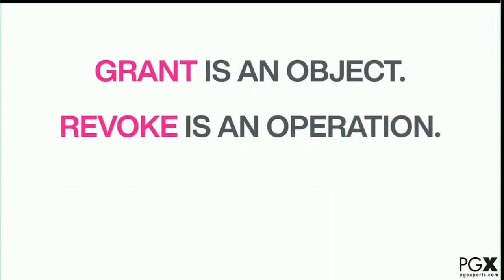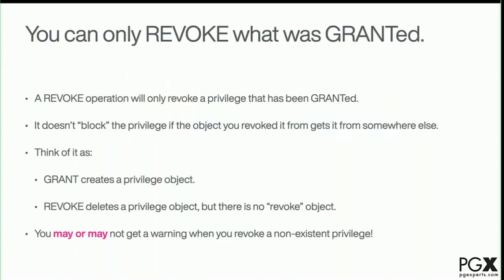Okay, this has its own slide because it can be very confusing. Grant is an object. A grant creates an object in the database. That's a grant of a privilege. Revoke is an operation. There is no revoke object. All revoke does is delete that grant object. You can only revoke what was granted. So the only thing you can do with revoke is revoke a privilege that was granted somehow. It doesn't block the privilege on the object if you get it from somewhere else.